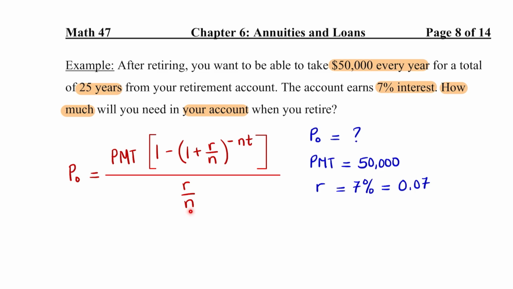N is the number of compounding periods in 1 year. In this case, I am taking out $50,000 every year, so I only take out the money once a year. I'm assuming that the interest is also compounding once a year. So N is 1. T is the number of years I plan to take the withdrawals. In this case, that's 25. I am going to substitute $50,000 in for PMT, 0.07 in for R, 1 in for N, and 25 in for T.